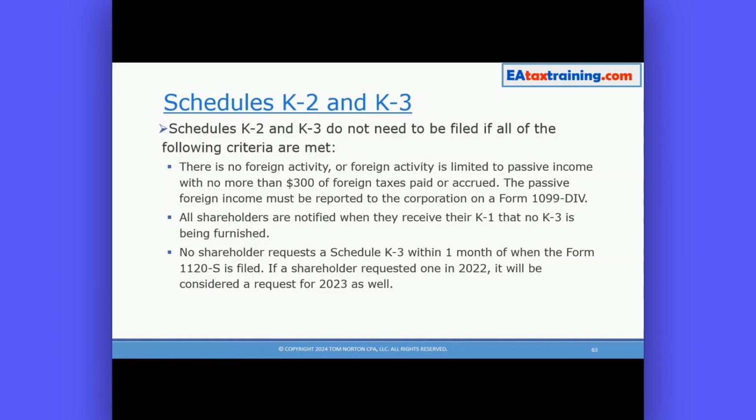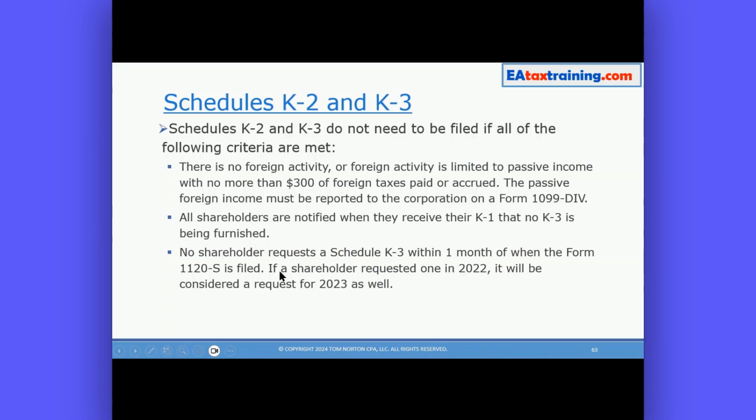If any of the shareholders get back to you within a month and say, no, I actually do need the K3, then the corporation is going to have to go back, file the K2 and the K3s and send them out to the shareholders. And if you say you need a K3 this year, then you have to assume that they need one next year as well.